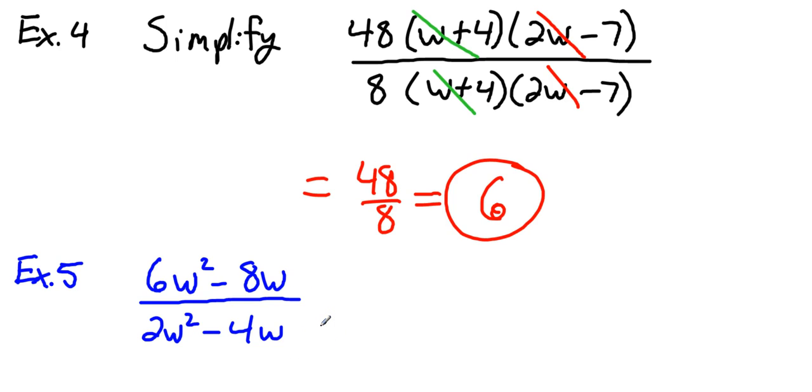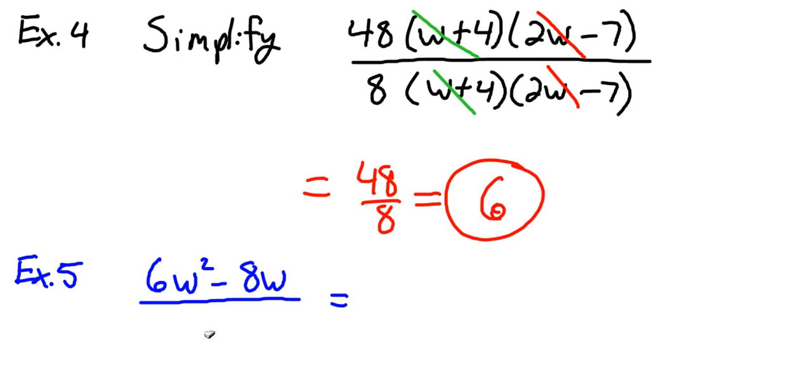Alright, so we start with 6W squared minus 8W over 2W squared minus 4W. Okay, so here's one that's set up a little bit differently. If you just worry about the top part, I'll bring that back out in just a second. Let me erase this for one second. If you take that part out, you've got 6W squared minus 8W. Again, the numerator and denominator are basically two separate problems.